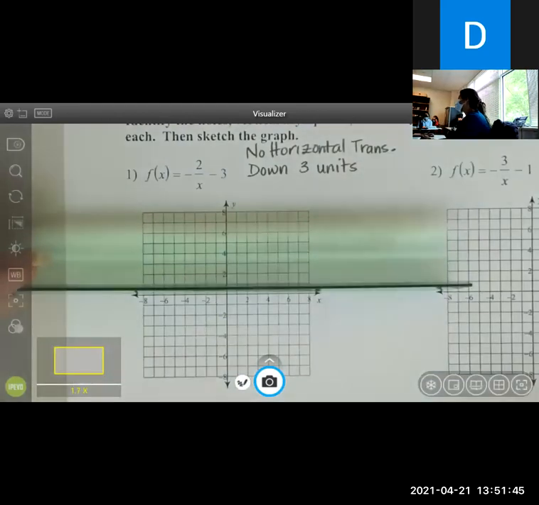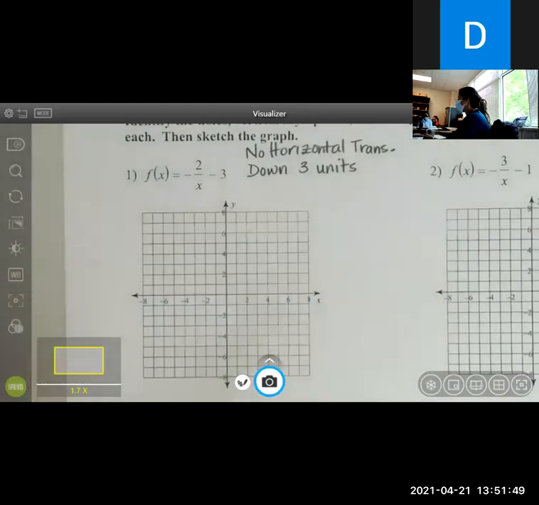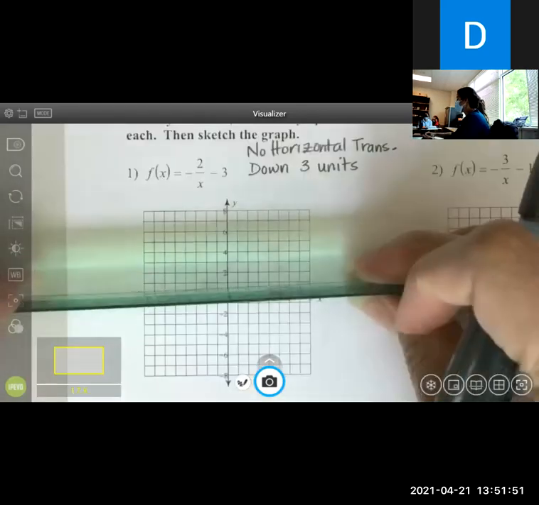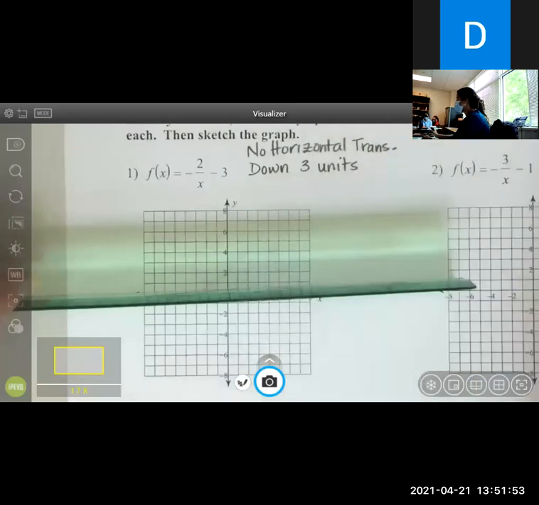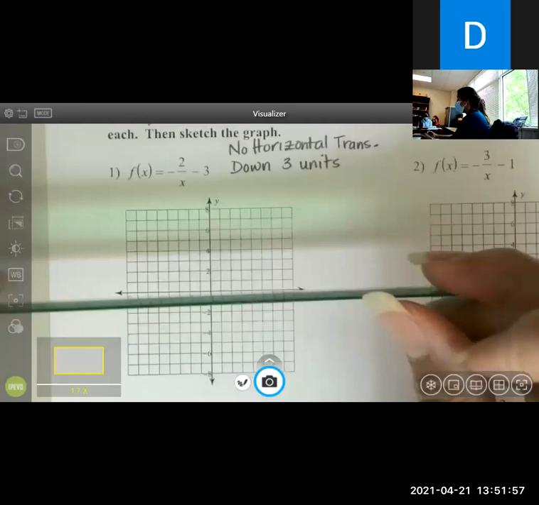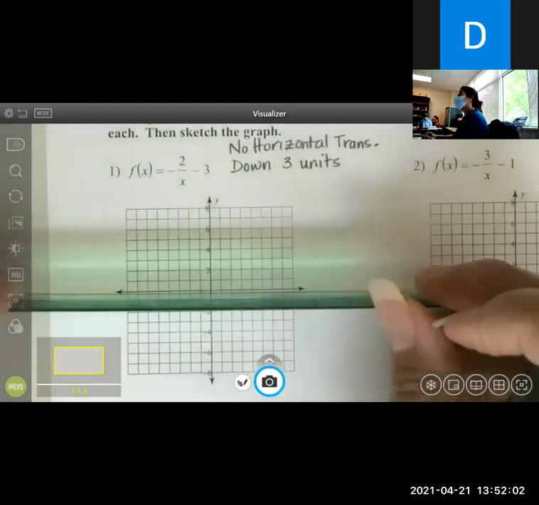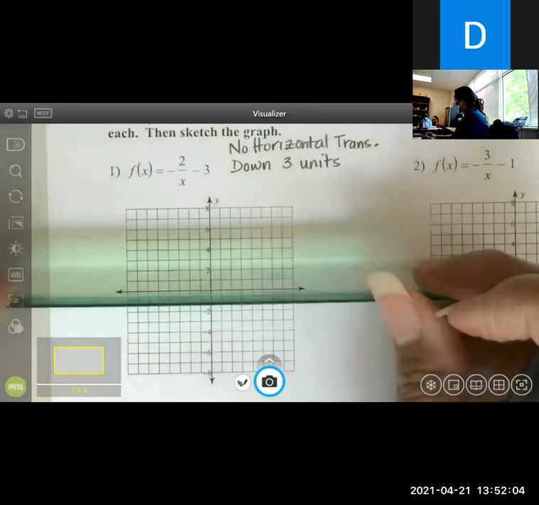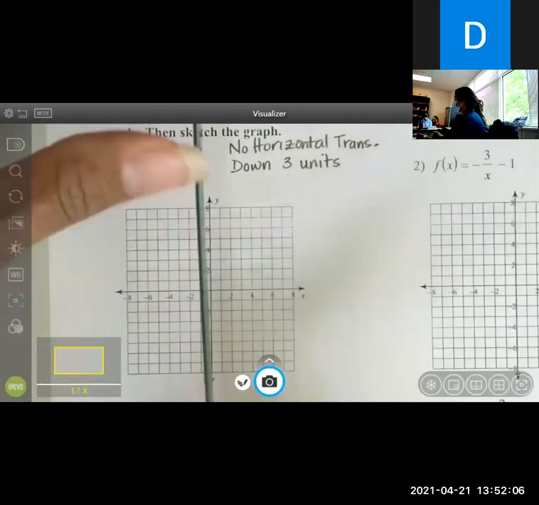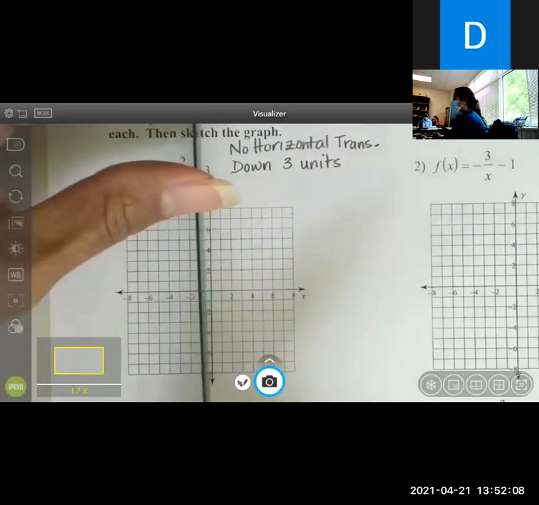Let me just start over. Your parent function has a horizontal asymptote at y equals 0, and it has a vertical asymptote at x equals 0.